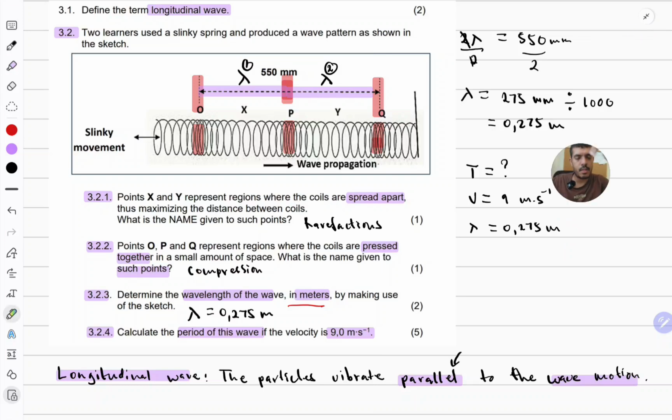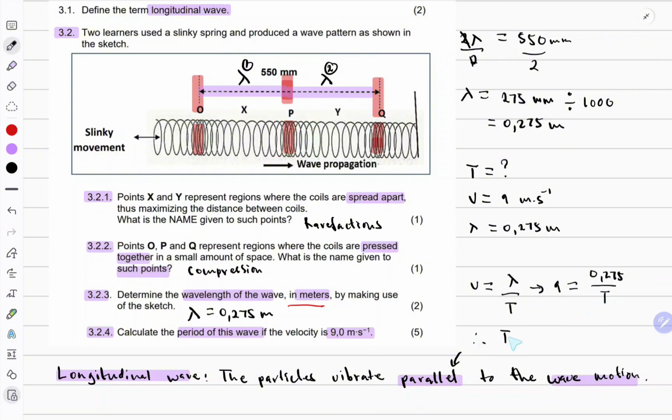Now guys, genuine question, is there a formula that we can apply that can relate these three parameters? Is there any formula that you can think of that relates the period, velocity, and the wavelength? If your answer is the wave speed equation, you are correct. So the wave speed equation can be written as the speed of the wave is equals to the wavelength divided by the period. So this implies that the velocity, 9 meters per second, is equals to the wavelength, which is 0.275, all over the period.